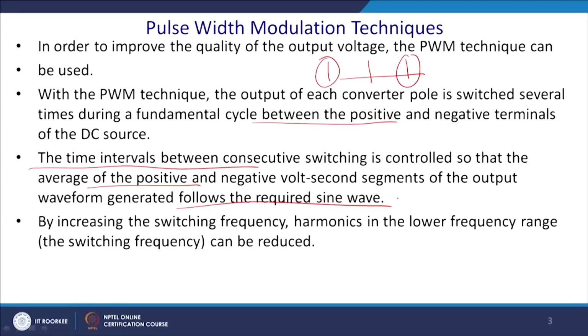By increasing the switching frequency, harmonics in the lower order frequency range can be reduced. Essentially, they are transferred to the higher frequency range, and ultimately the voltage harmonic remains the same, but the current harmonic is reduced drastically by the filtering effect of the power system, or the size of the inductor or the filter becomes lower. So, how will it be done?